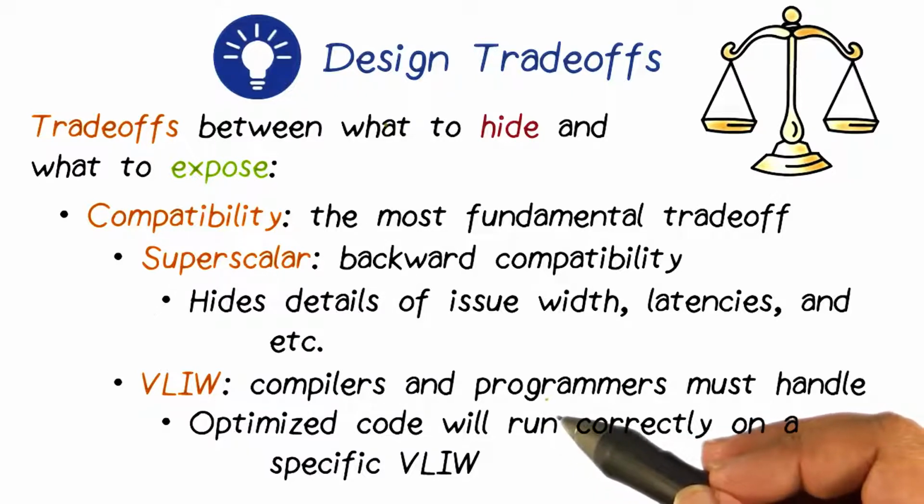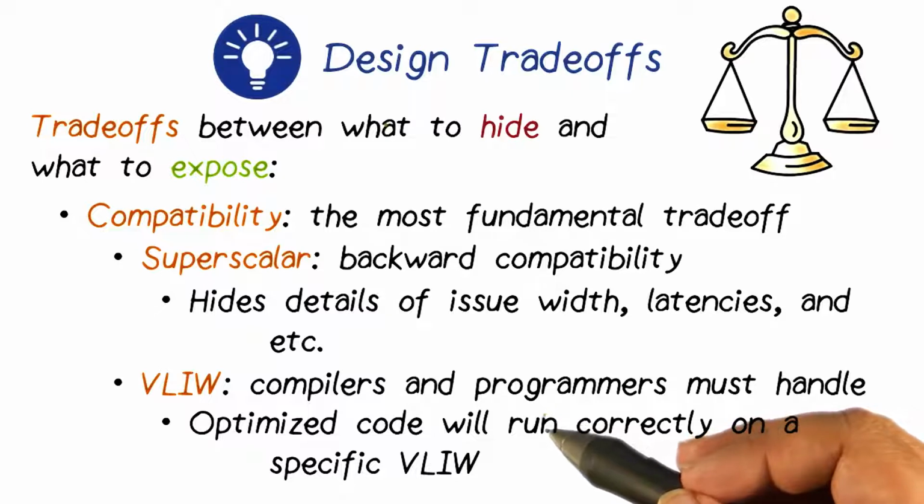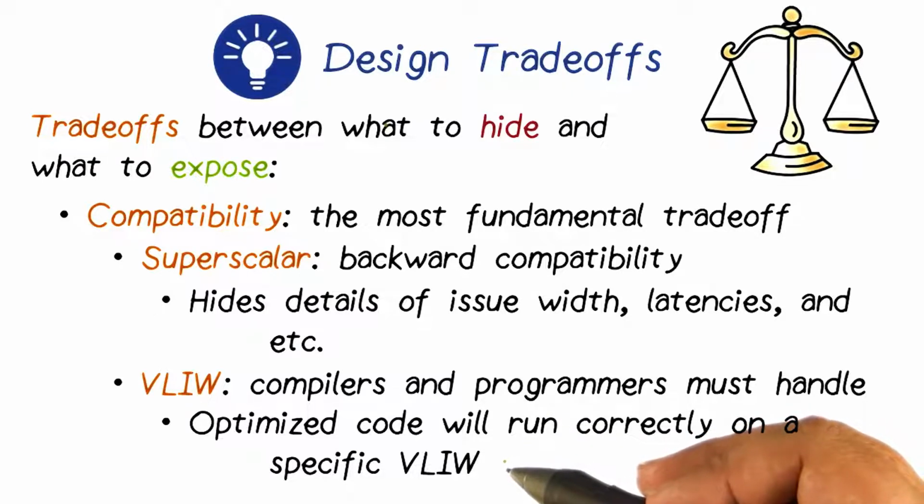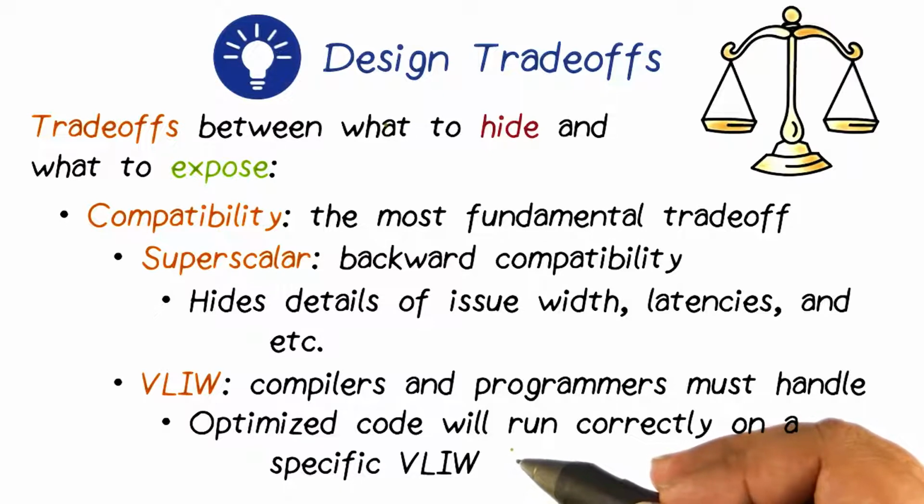In other words, the VLIW compilers and programmers tackle the exposure and optimize the code very heavily to run on a specific family of VLIW, and that life cycle is over within 2 or 3 years, and then everything changes. The software changes, and so does the hardware. So therefore, there is no sense of compatibility in VLIW, and therefore this trade-off is absent in terms of what to hide and what to expose, and everything is exposed that is specific to the architectures in VLIW.